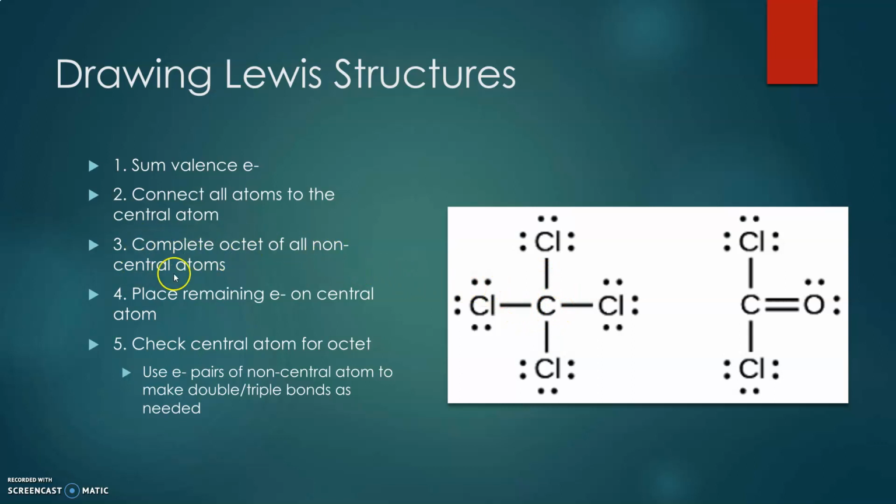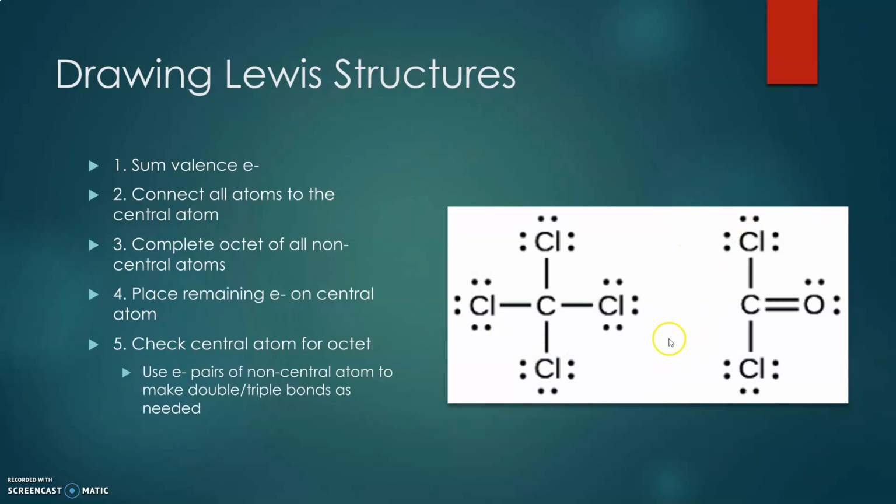Complete all octets of the non-central atoms. So now you would go through and you'd add 6 electron pairs to each of the atoms connected to the central atom. Place any remaining electrons in the central atom. I've got 4 each with 8. 8 times 4 is 32. My original number was 32, so I have 0 extra. Check the central atom for an octet, and I've got 2, 4, 6, 8 on carbon, and that's how you do it. This is done.